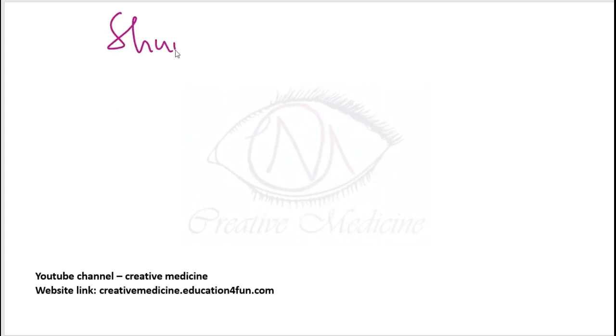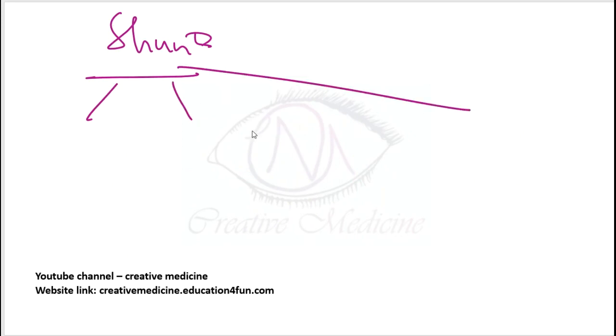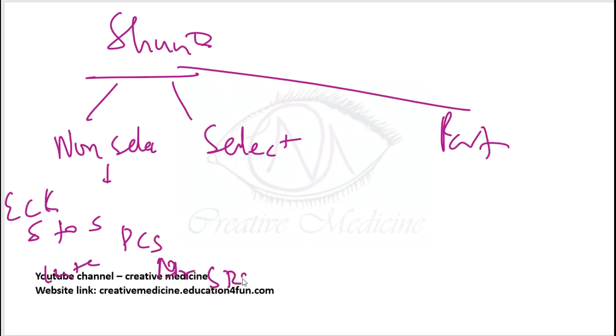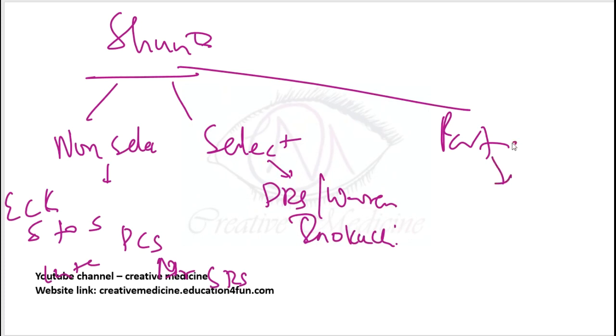Now then we have shunts. We have three types of shunts. One, non-selective shunts. Second, selective shunts. Third, partial shunts. Non-selective shunts are the EC fistula, the side-to-side portocaval shunt, the interposition graft, and also the proximal splenorenal shunt. Whereas selective shunts are the distal splenorenal shunt, also called Warren's shunt, and the Inocucci shunt. Then we have the partial shunt. In the partial shunt, any shunt with a diameter less than 10 millimeters is a partial shunt.